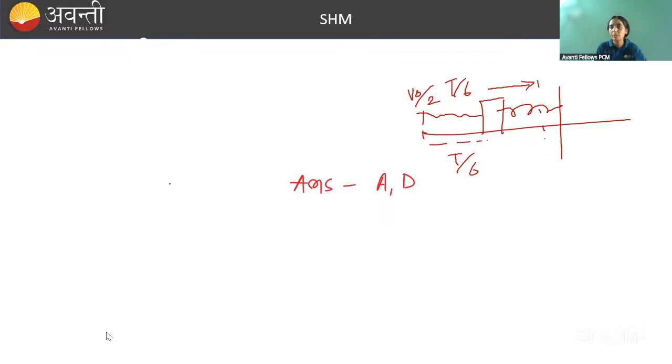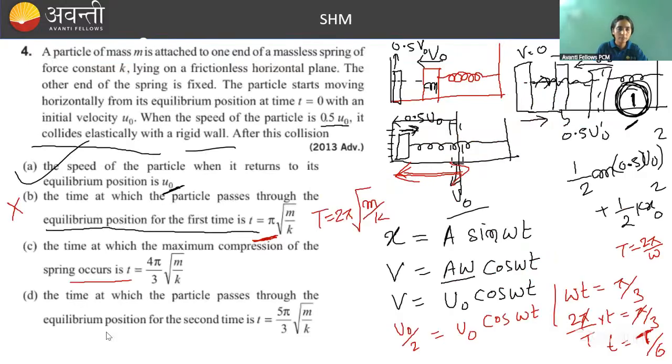If you take the total time as T, then the time it will take to move from equilibrium to the extreme position will be equal to T by 4. So this is T by 4. If you add the overall time, T by 3 plus T by 4, it should be 7T by 12. Okay? Has an answer been given? No. This is not matching with that, right?